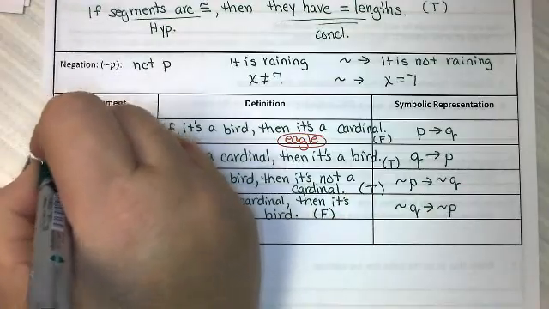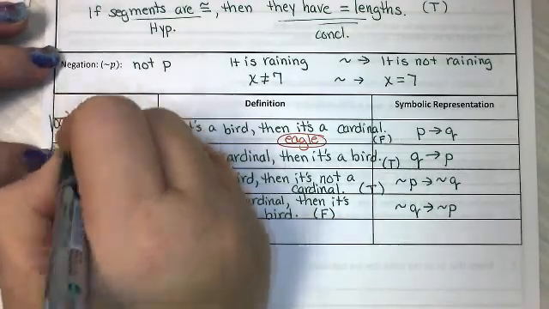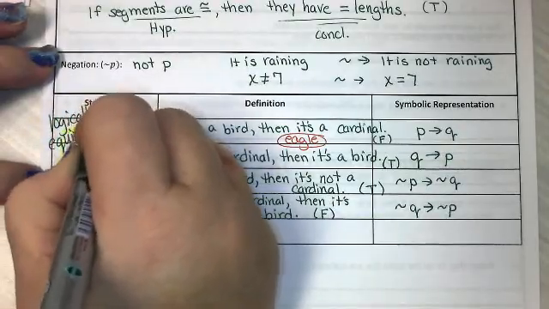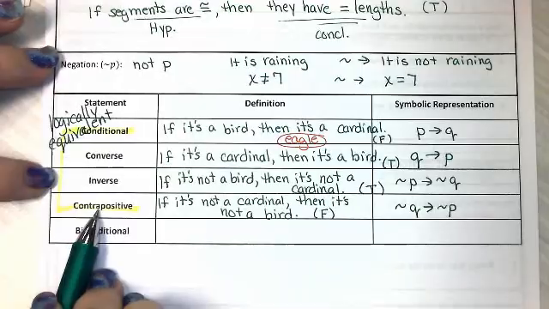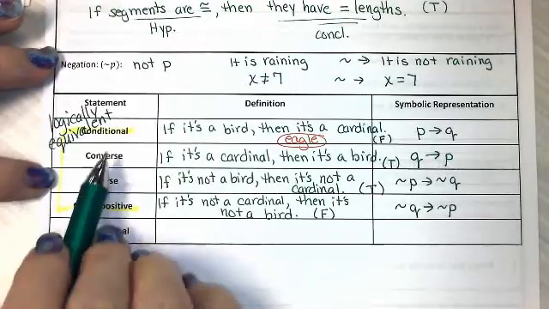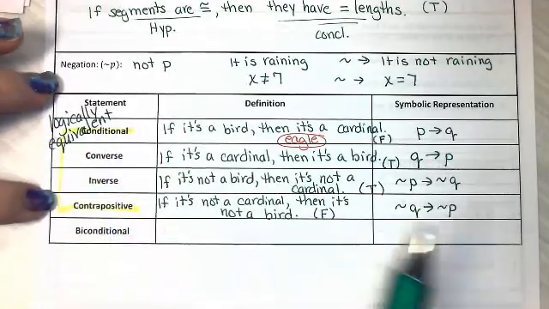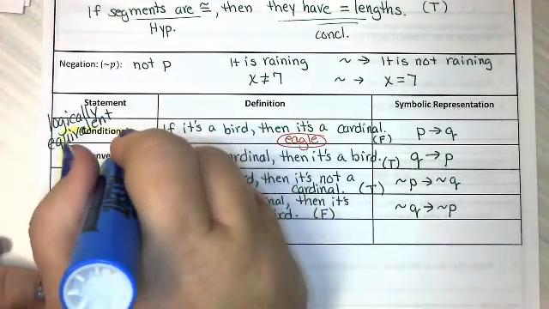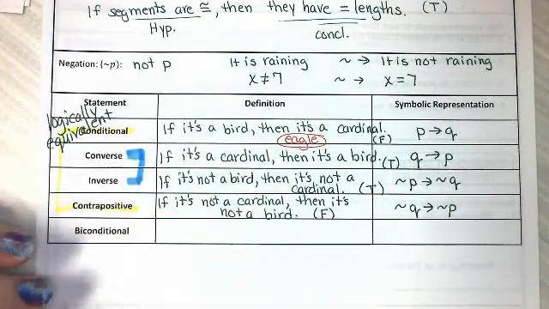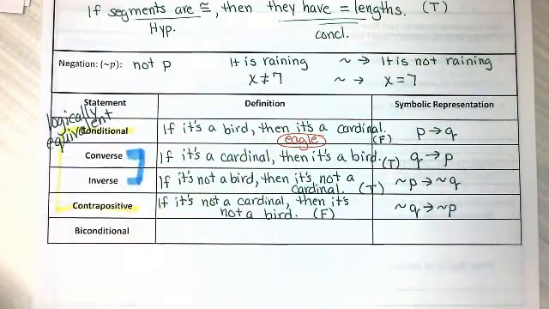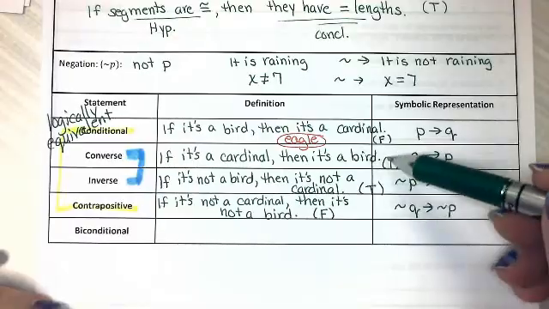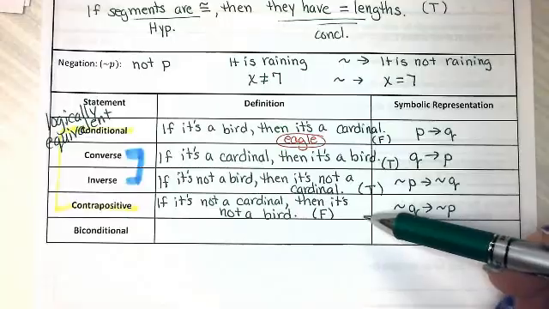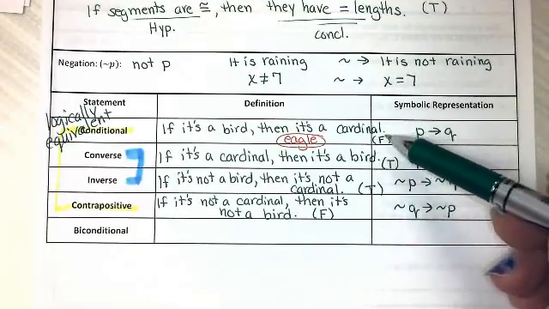They're called logically equivalent. I don't know that I'll ever use that expression in class, but the conditional and the contrapositive are always going to have the same truth value. And that is also true for the converse and the inverse. Those are also always going to have the same truth value. Now, sometimes the conditional is true and the contrapositive is true. Sometimes they're all true.